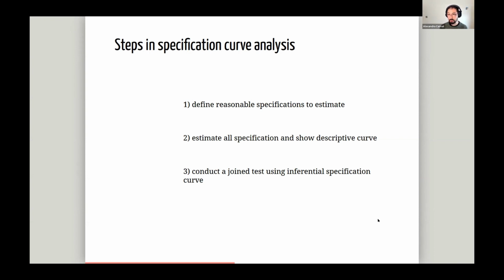Then you can also do a systematic analysis, a little bit like a meta-analysis, where you analyze all the results that you've obtained in all the different specifications to see if you have a systematic effect or not. I'm not going to talk about this. I'm just going to show you some of these descriptive specification curves that you can make.